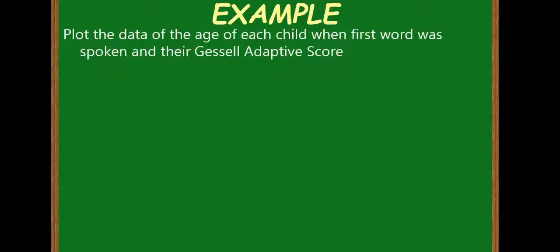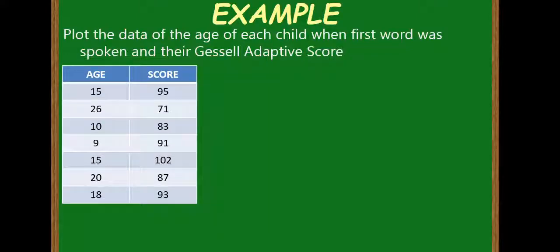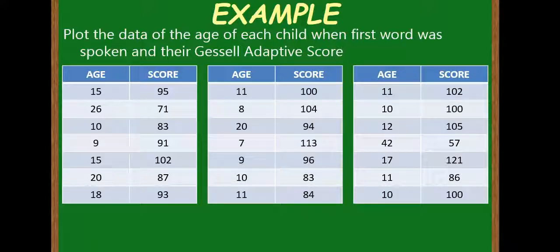Now we're going to look at a quick example of how to make a residual plot. Here's some data based on a problem from your book, where the age of children is given, in months, at which their first word was spoken. And then there is a Gesell adaptive score, which is a social measure that's used to judge a child's social interactive ability.